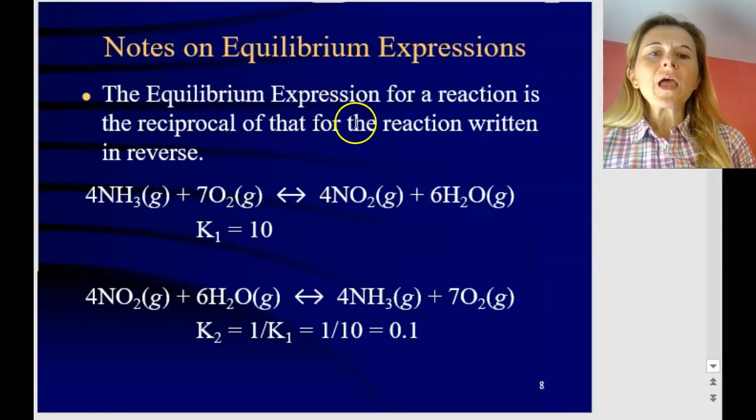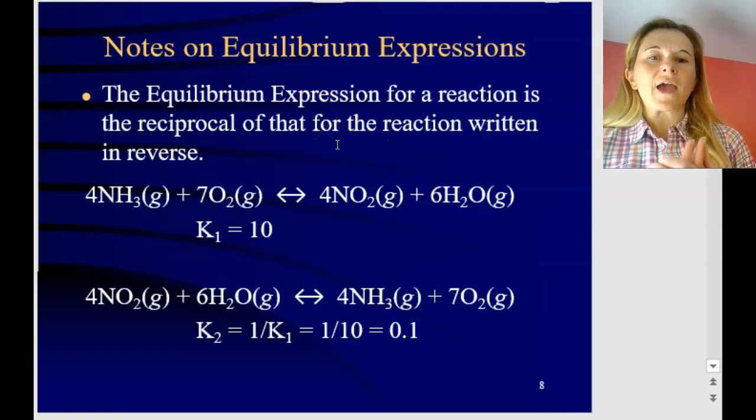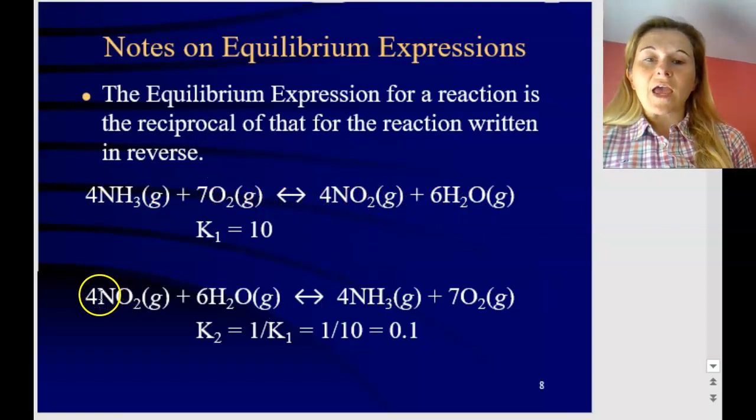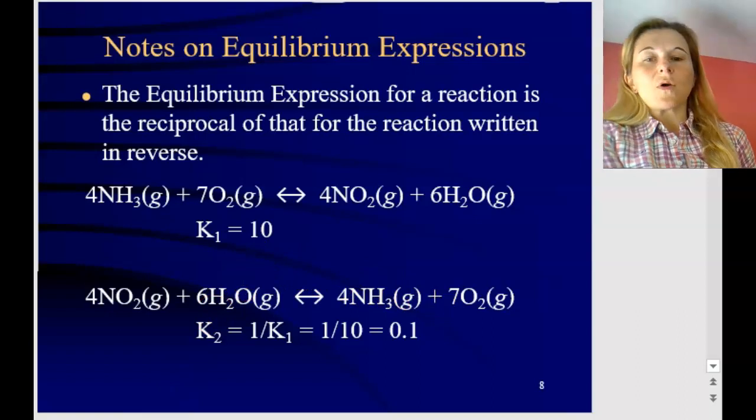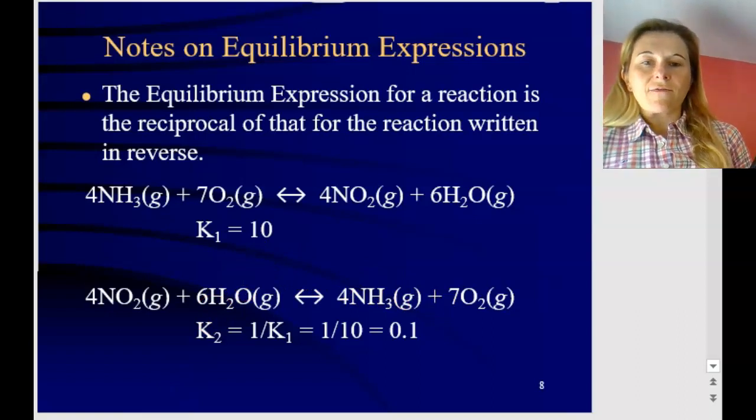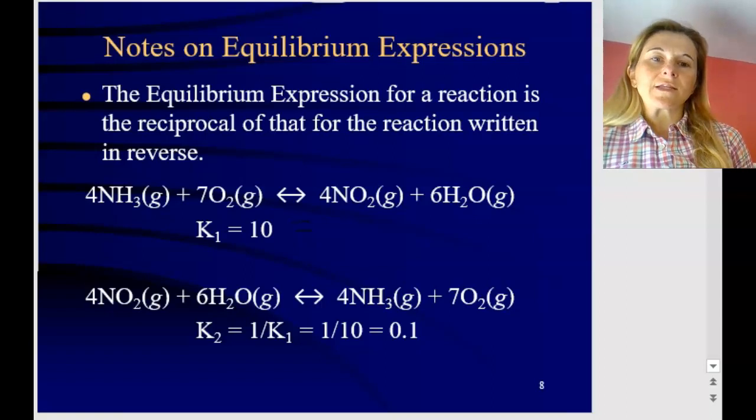So expressions for a reaction that's written in reverse is just going to be the reciprocal, right? So take a look. Here we have this equation, and we've written it in the reverse. So here we have K equals 10. So remember that our equilibrium constant is product over reactant.